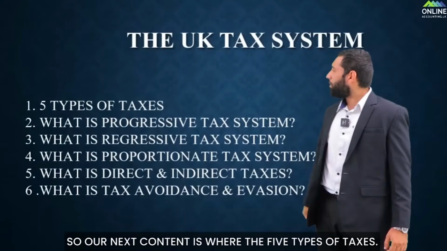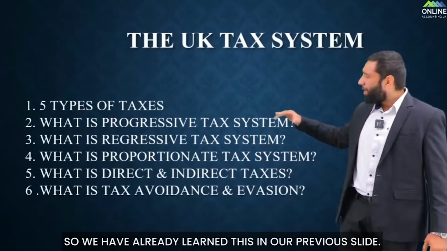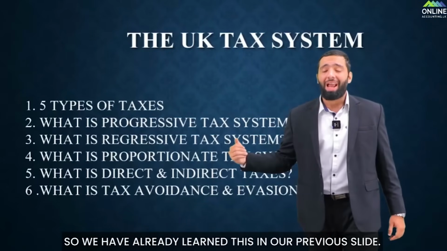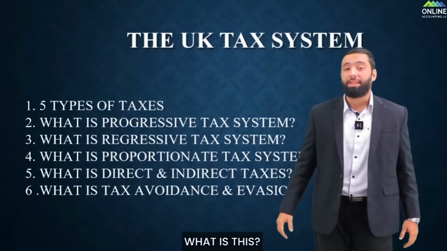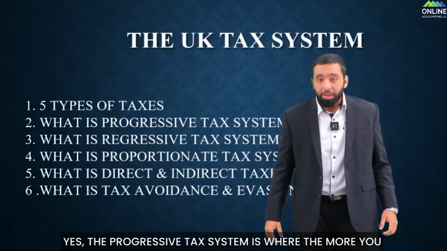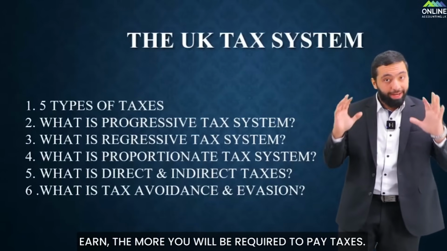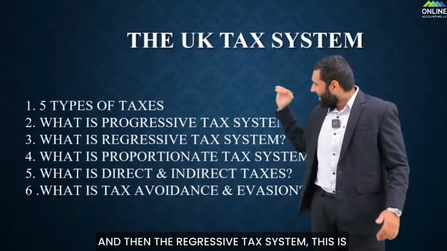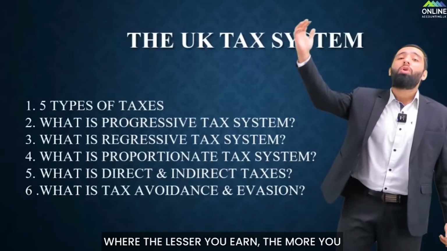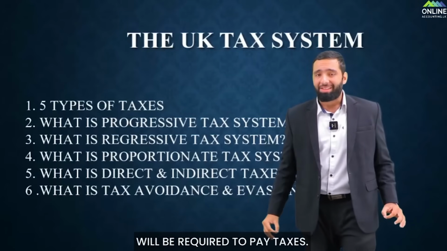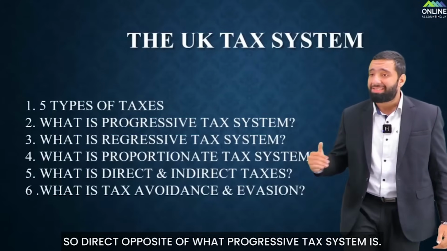Our next content is the types of tax systems. We have already learned the 5 types of taxes in our previous slide. Moving on to the progressive tax system. What is this? The progressive tax system is where the more you earn, the more you are required to pay in taxes. Then the regressive tax system. This is where the less you earn, the more you are required to pay in taxes, the direct opposite of the progressive tax system.